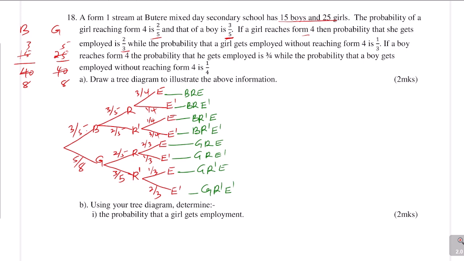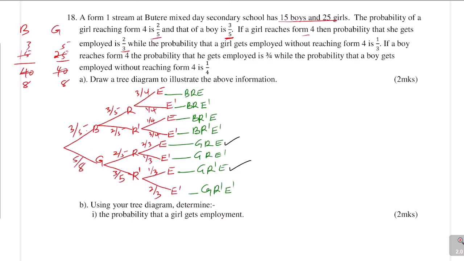Part B, using your tree diagram, determine 1, the probability that a girl gets employed. The instances when a girl gets employed are in these branches: a girl reaches Form 4 and gets employed, and a girl doesn't reach Form 4 and gets employed. Those are the two you need to follow. You need to follow these branches very well.